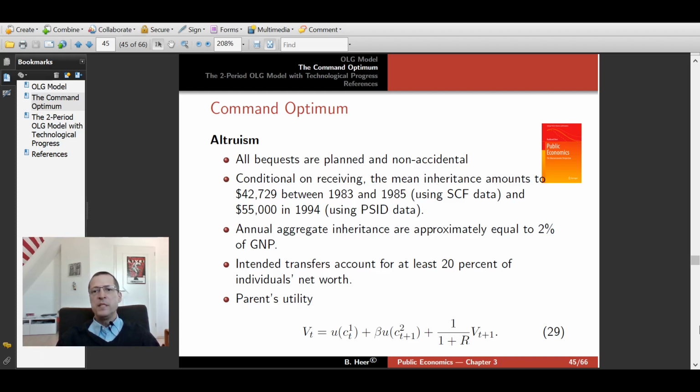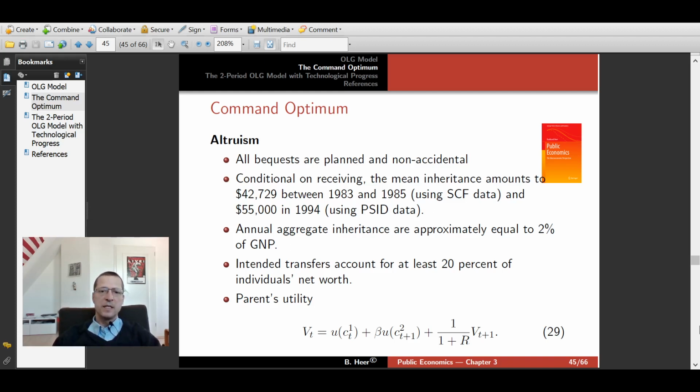The mean inheritance in the United States in the 80s was around $40,000. In the 90s, it was around $55,000. In modern times, it's around $70,000. So conditional on that you receive an inheritance, it's around $70,000 on average in the United States. The annual aggregate inheritance amounts to approximately 2% of gross national product.